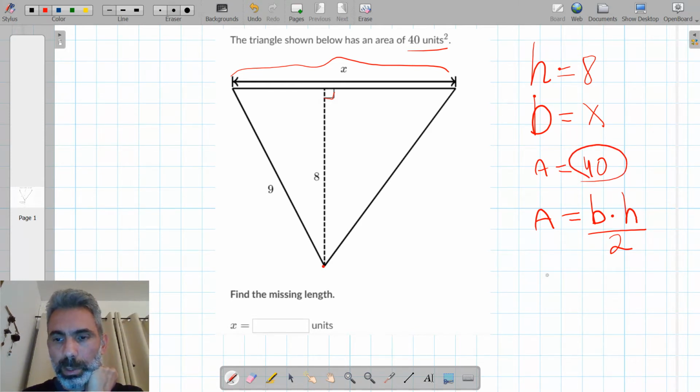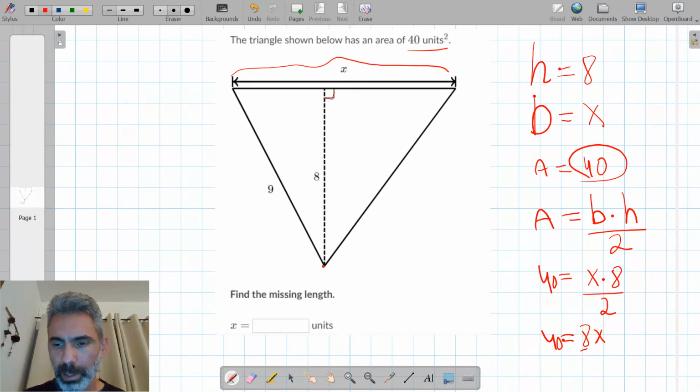So then we know that the area is 40. So 40 equals, the base is unknown and the height is 8. So x times 8 divided by 2. So 40 equals 8x divided by 2. So now I want to simplify this.